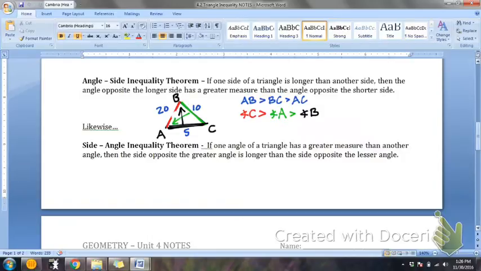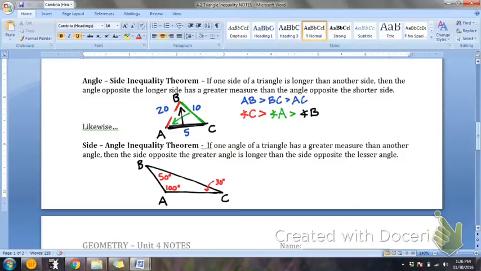Let's draw another triangle down here for the side angle inequality, which basically says the same thing. Let's draw this like this. A, B, C. This time we're going to name our angles. So I'm going to tell you that angle A is 100. Angle B is 50. And angle C is going to be 30. Mine's just too small. I can't put it on the inside.